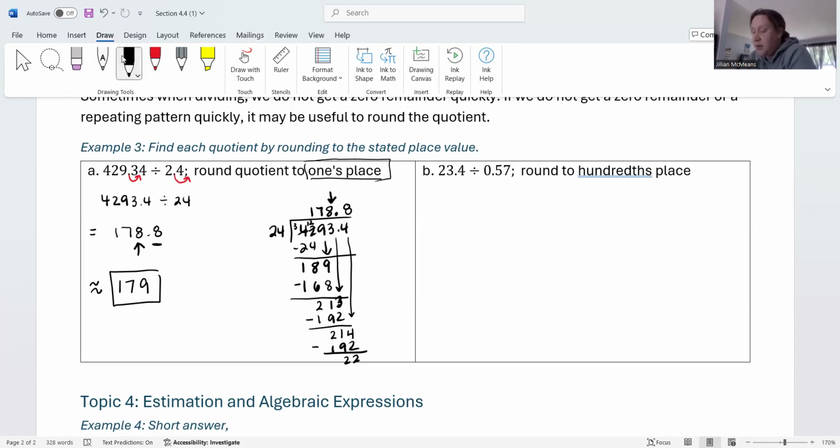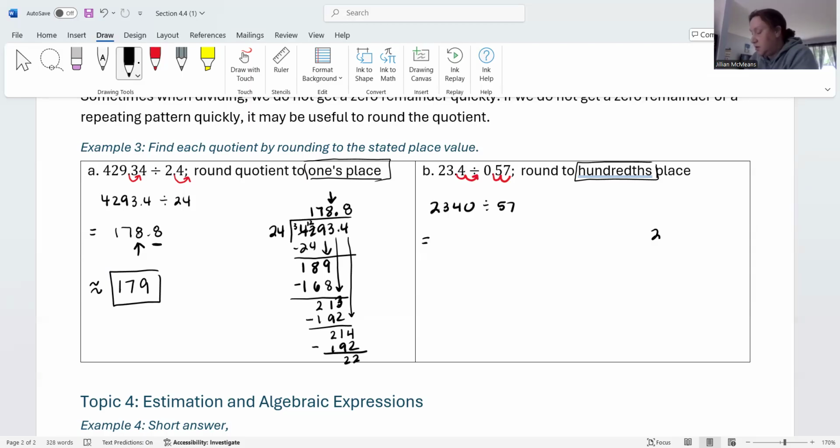All right, so for part B, we have 23.4 divided by 0.57, and we're told to round to the hundredths place. Okay, so we need to divide out to the thousandths place. Keep that in mind. Now, I noticed that my divisor is not an integer, so we're going to move the decimal in our divisor twice. And that tells me I have to move the decimal in my dividend twice. Okay, so that makes my dividend 2,340. We have to add a 0 at the end. And then we're going to divide that by 57.